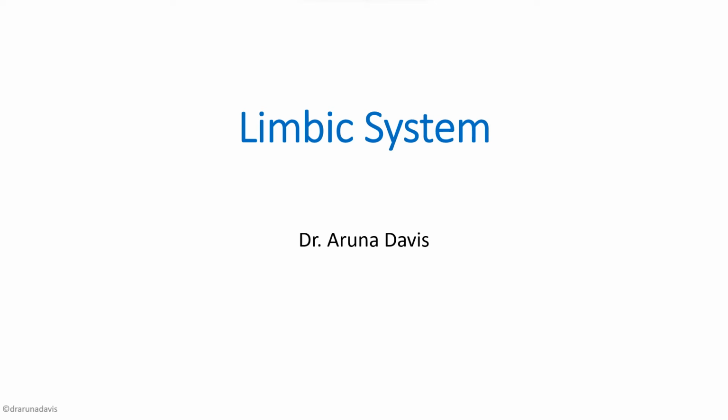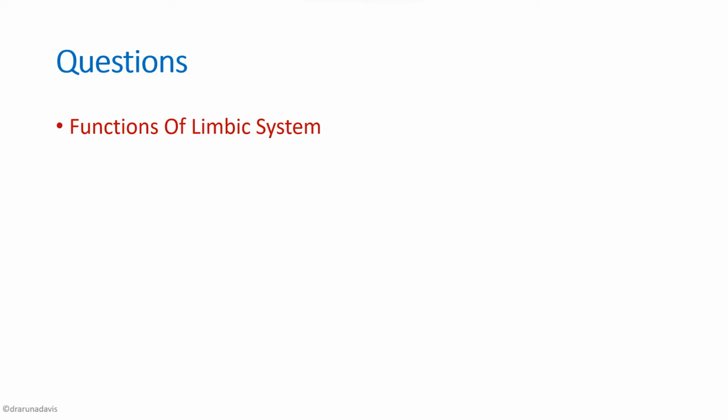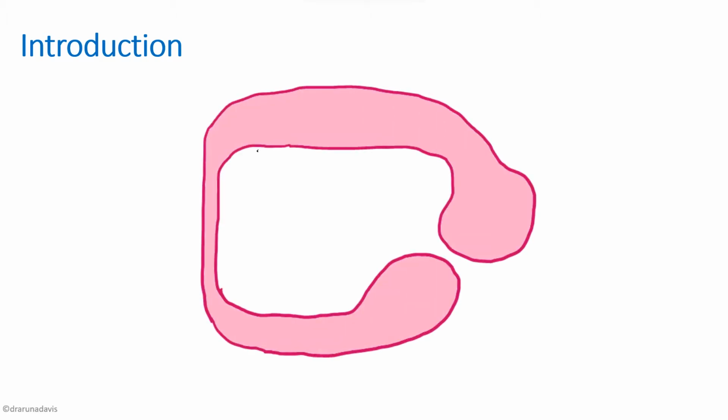Hi, in this video we're going to quickly see some important points about the limbic system. An important question that has previously been asked is the functions of the limbic system, right? So we'll see how we should approach that question. You can start your answer with an introduction regarding the structure of the limbic system. We know that the limbic system consists of a limbic cortex as well as the subcortical structures.